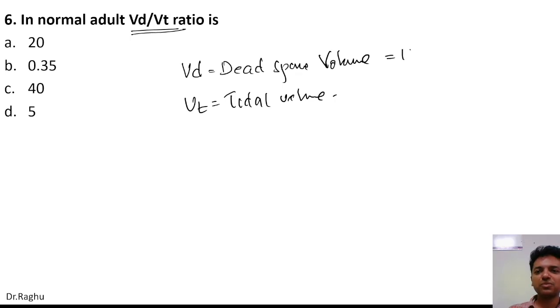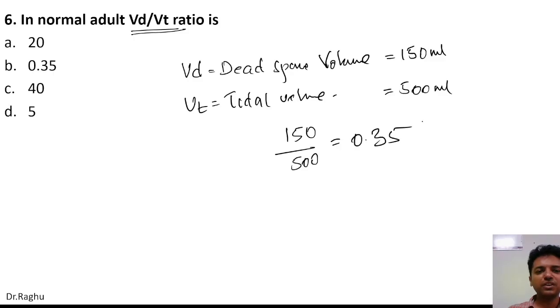What is dead space volume? Dead space volume we know is 150 ml. How much is the tidal volume? Tidal volume is 500 ml. So VD by VT is 150 divided by 500. So this will come to 0.3. So that's the answer. It's a simple question. The only thing is we should know regarding that.